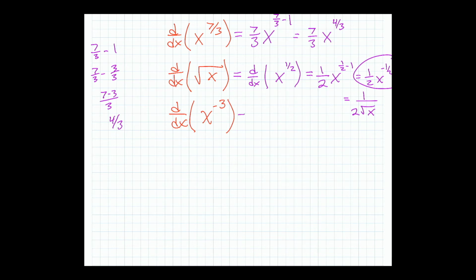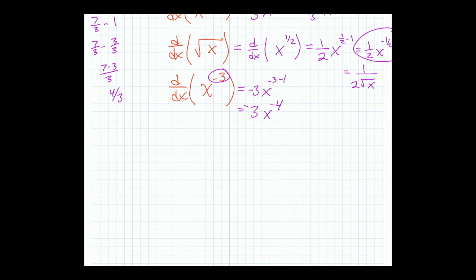How does it work for negative exponents? Same thing. You take the power down in front. So in this case, it's negative 3x. And then you have negative 3 minus 1, which is negative 4. Negative 3 x to the negative 4. Okay, and that's it.